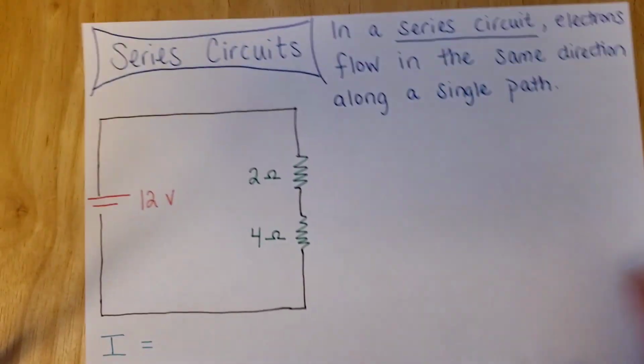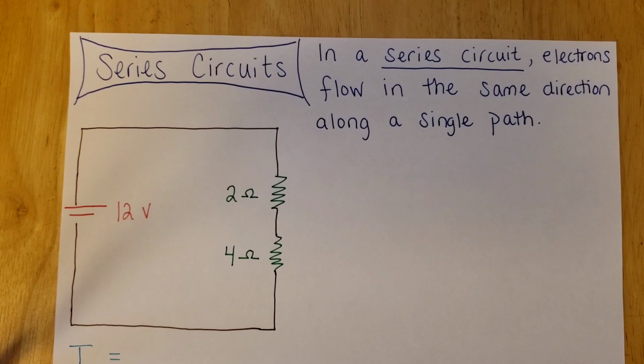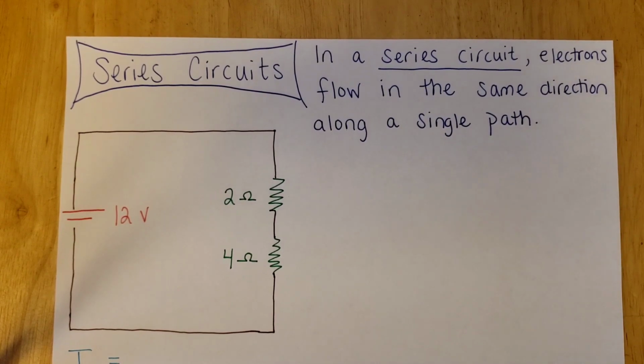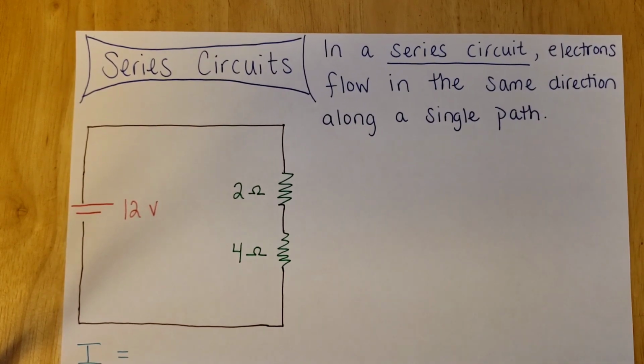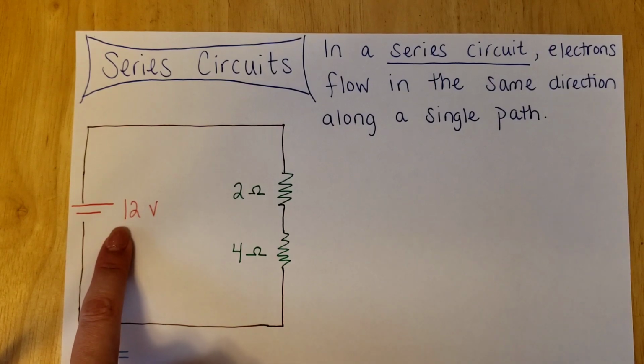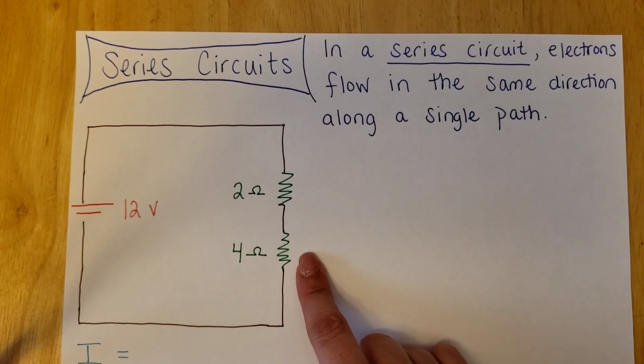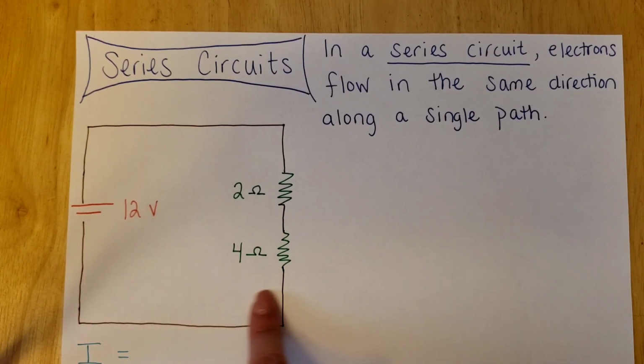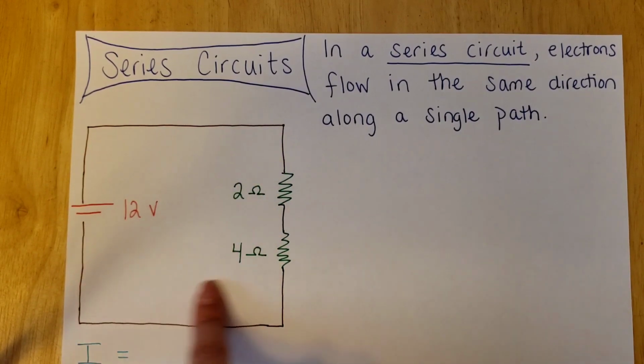There are two different types of circuits you're going to learn about. The first is called a series circuit. In a series circuit, electrons flow in the same direction along a single path. You can see my picture here. We have one voltage and we have two resistances, but it is along a single pathway. So we're going to be looking for I here.